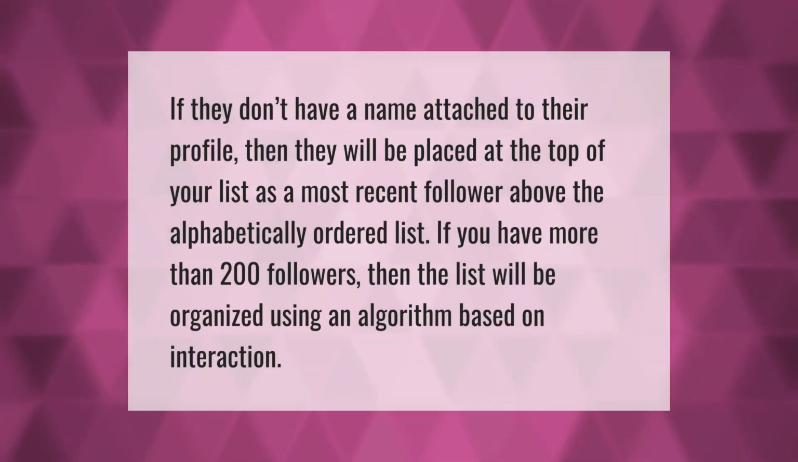If they don't have a name attached to their profile, then they will be placed at the top of your list as the most recent follower, above the alphabetically ordered list. If you have more than 200 followers, then the list will be organized using an algorithm based on interaction.